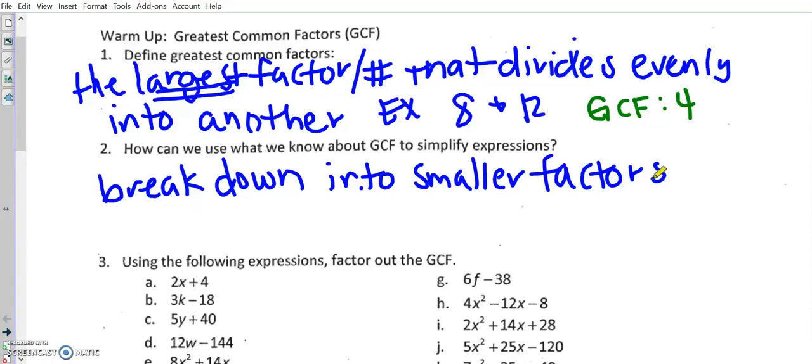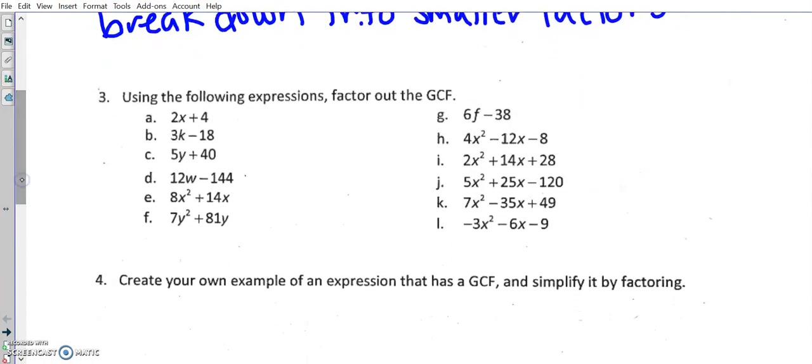So I want you guys to scroll down. So here, we are looking at expressions, okay? Now what I want you to know is that it's not always just a number. In this case, maybe it will be, but we want to look at the variables as well. So if we have two parts of an expression, or terms, so looking at part A, 2x and 4 are two different terms that make up an expression, okay? So we have to look at both of these things.